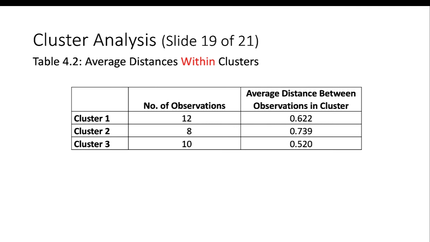This table shows that cluster 2 is the smallest, with only 8 observations, but the most heterogeneous, because the average distance between the observations is 0.739, which is the largest among the 3 clusters. We can also see that cluster 1 is the largest cluster, because there are 12 observations in it, the largest among the 3 clusters. And cluster 3 is the most homogeneous cluster, because the distance between the observations in the cluster is 0.52, which is the smallest among the 3 clusters.